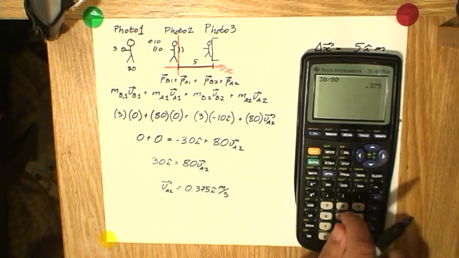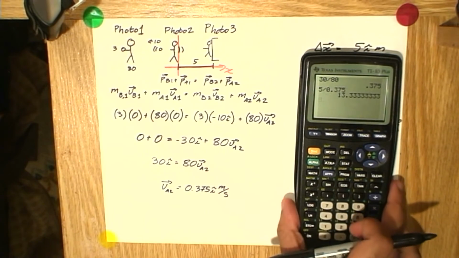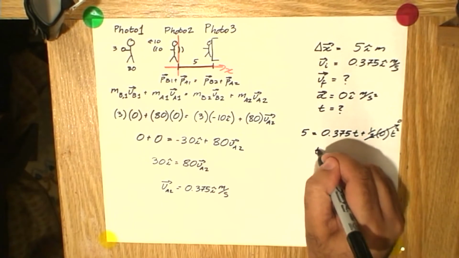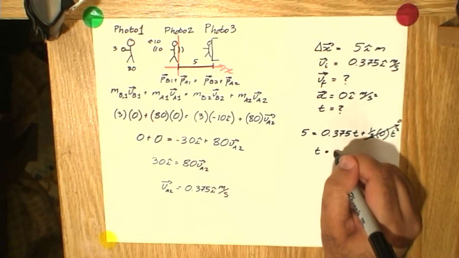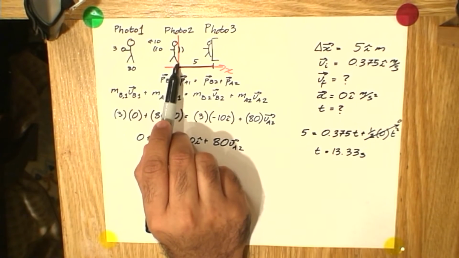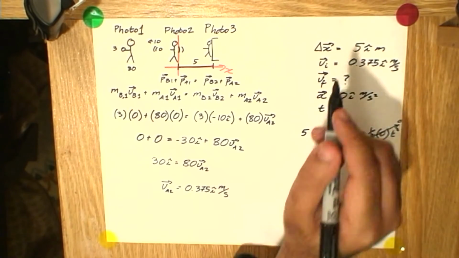So 5 divided by 0.375 gives us 13.33. So the time is 13.33 seconds. That is how long it will take the astronaut to return to the airlock.